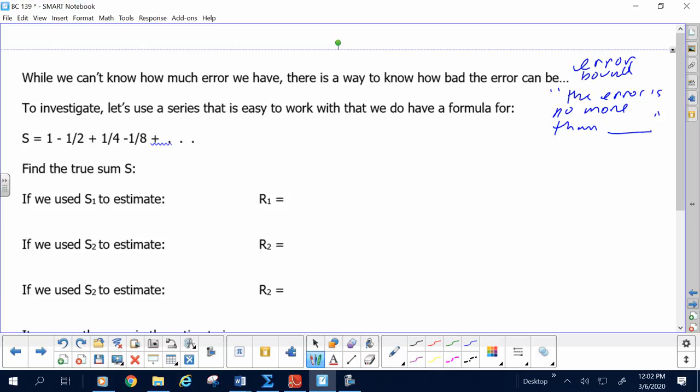Now, how to find the error bound. This is pretty cool, actually. I love this. This is slick. To find an error bound, let's start with a series where we do actually know the sum. So this guy is infinite geometric, right? And we do know the true sum. Is this converging infinite geometric? It is. And so the formula is a1 over 1 minus r. So what's the sum, please?